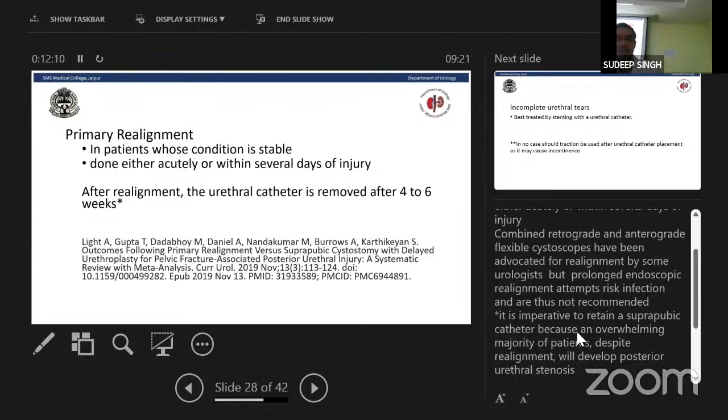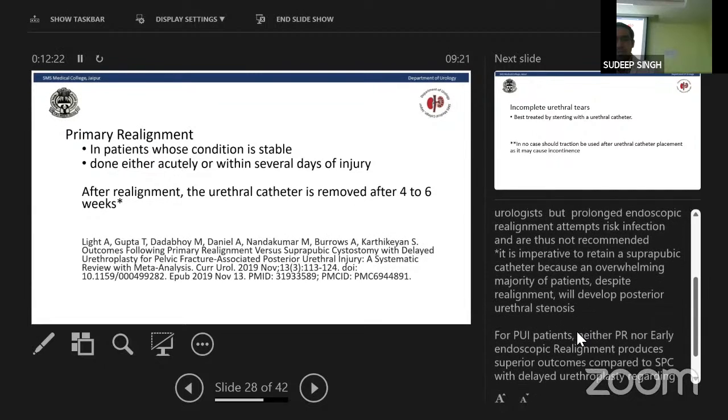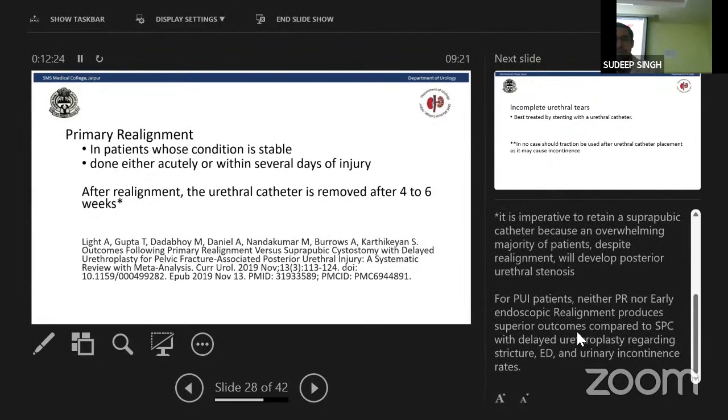As per this meta-analysis by Light et al., they compared primary realignment versus delayed surgery, and they found that the delayed surgery had better outcomes, with a lower rate of fistula formation, stricture formation, or erectile dysfunction.